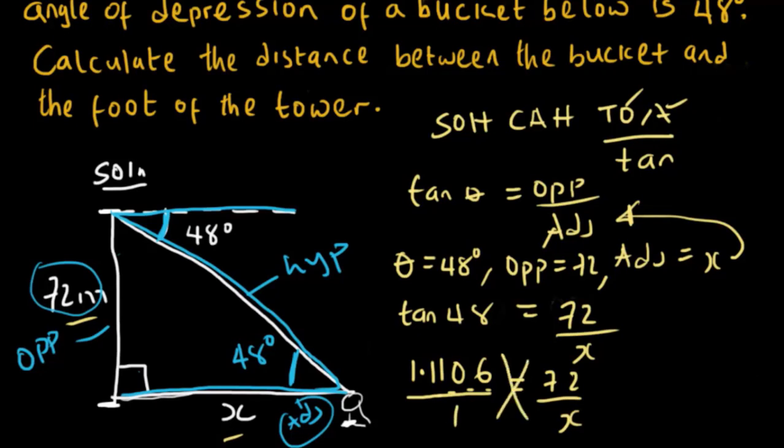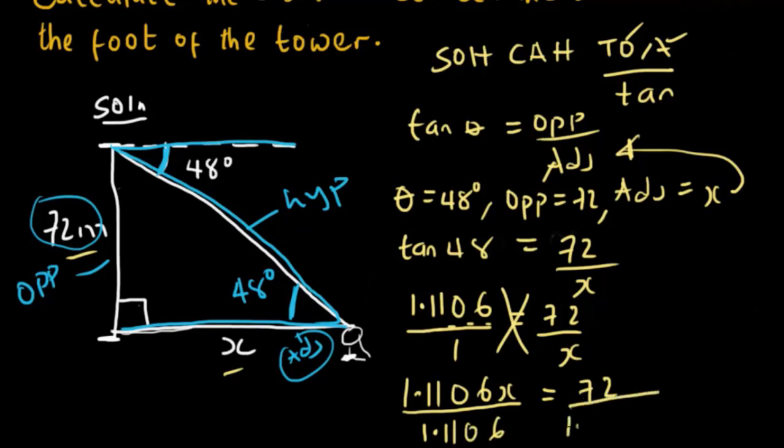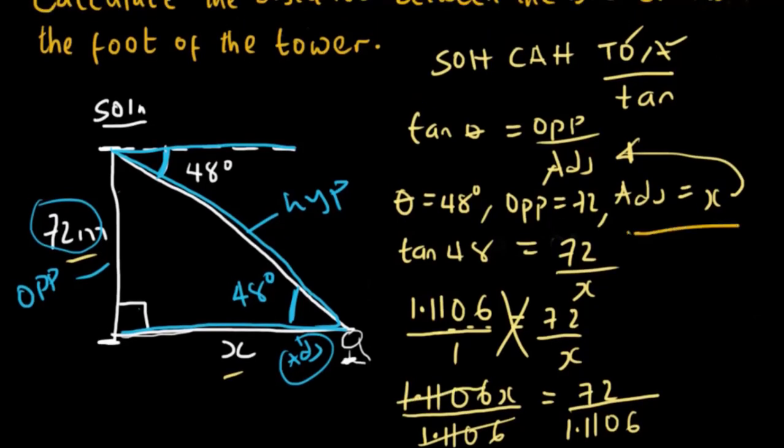So we cross multiply. Now when we cross multiply, we have 1.1106 times x will give us 1.1106x equals 72 times 1 is 72. To find x, we divide both sides by 1.1106. So 1.1106 cancels 1.1106. So we are left with x equals 72 divided by 1.1106. That will give us approximately 64.8 meters.